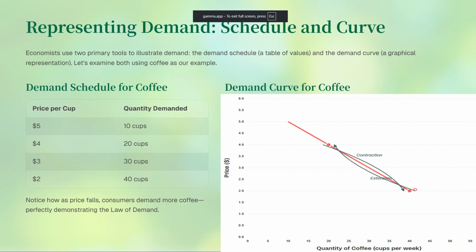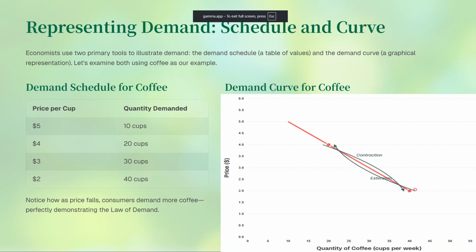Now let's plot these points on a graph. This gives us our second tool, the demand curve. The y-axis always shows price and the x-axis shows quantity. When you connect the points, we get a downward sloping line. This visual representation of the law of demand is the demand curve, which we label D.